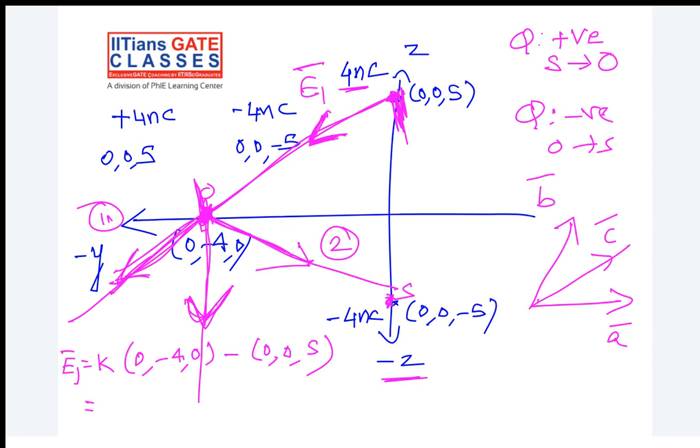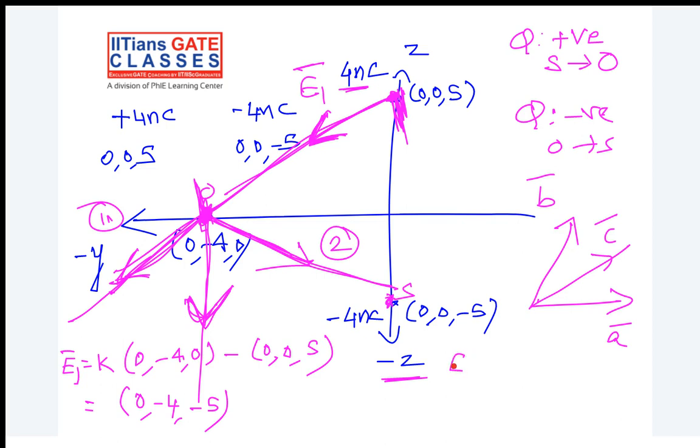The k factor you can assume 1; you can ignore that. So what you are going to get is 0, minus 4 and minus 5. This is your first vector, divided by the modulus. Modulus I am not going to worry about, because the distance from here to here and here to here are both the same.